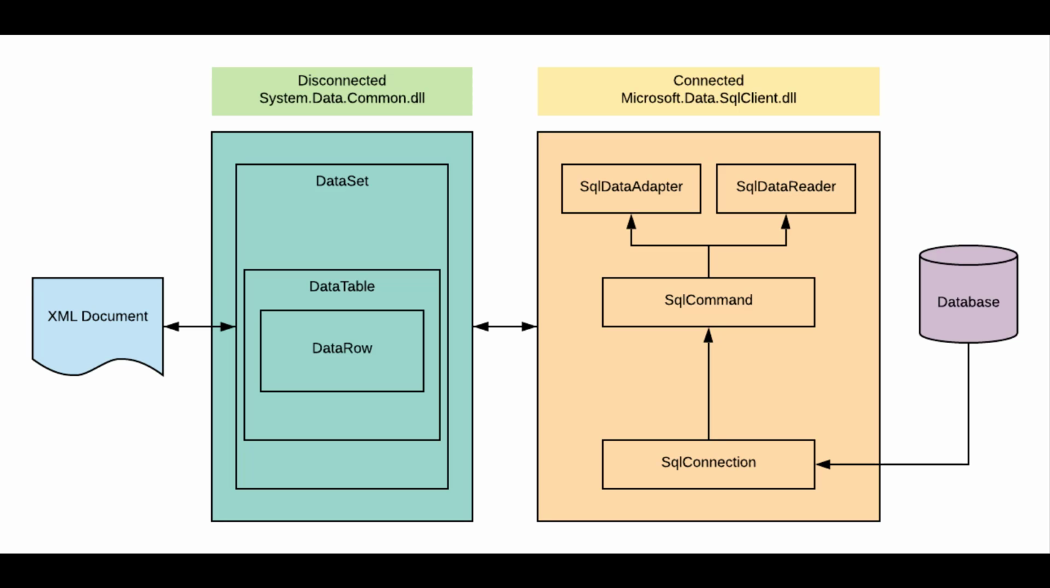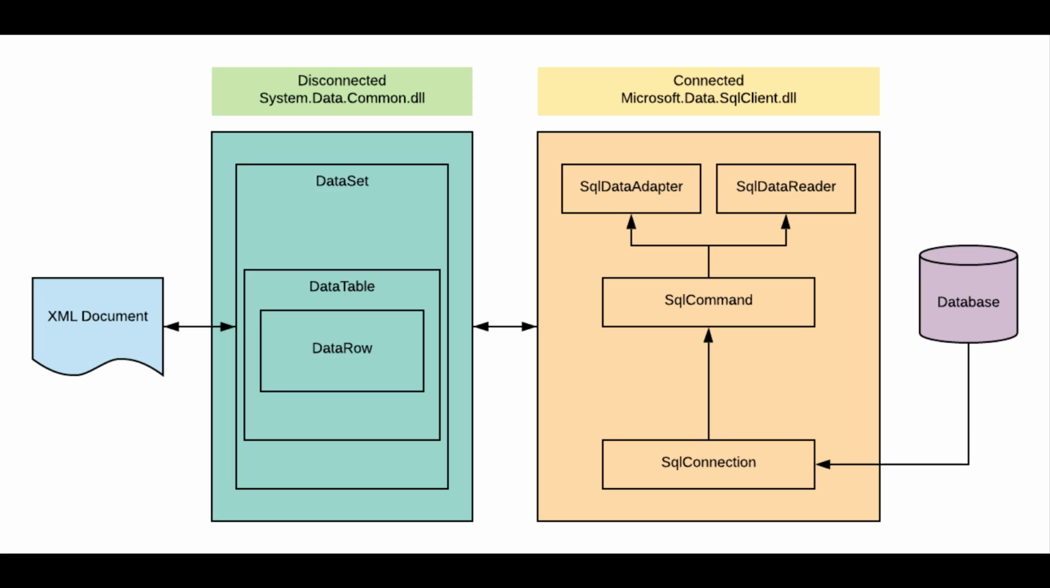So the connected objects you see on the right are SQL Server connections. They require a SQL connection, and once opened, you can then execute a command to get the data reader. As you read the reader, you must still have a connection open to SQL Server, therefore it's connected. You can pass the data reader to a data adapter, which in turn returns a dataset. We also have to point out that the connected objects reside in the Microsoft.Data.SqlClient assembly, but the disconnected objects are in the System.Data.Common assembly.